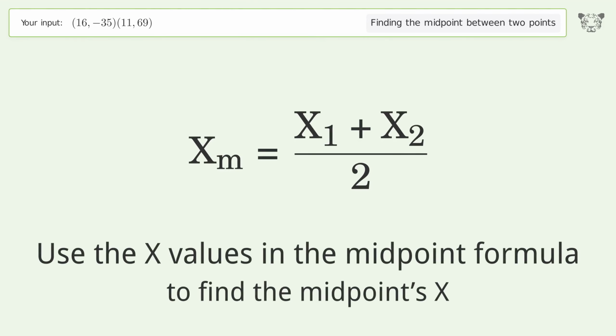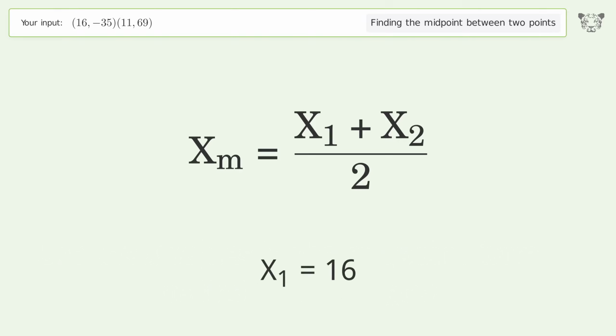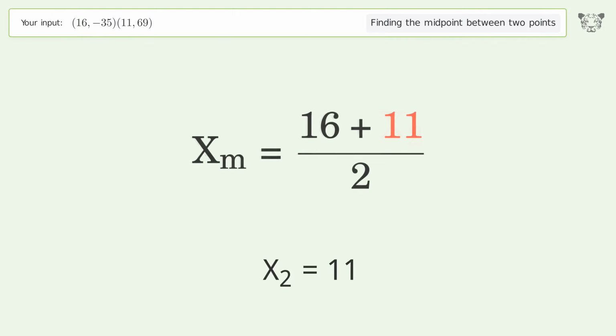Use the x values in the midpoint formula to find the midpoint's x. x1 equals 16. x2 equals 11. Simplify the arithmetic.